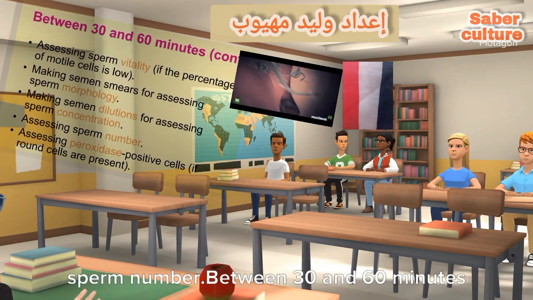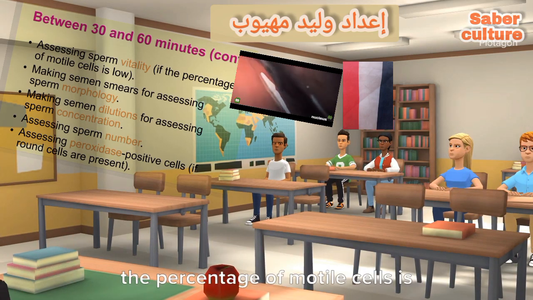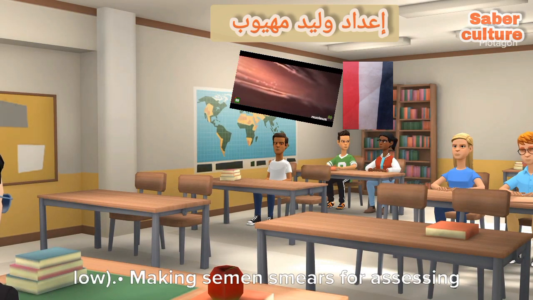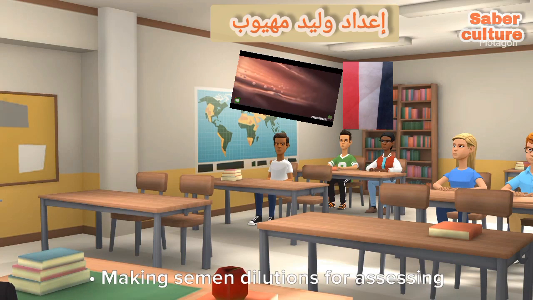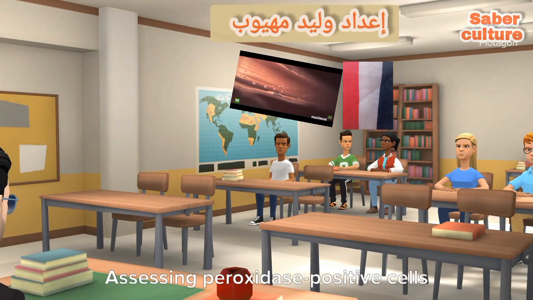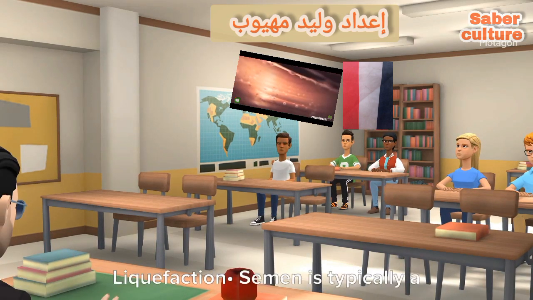Between 30 and 60 minutes, assess sperm vitality if the percentage of motile cells is low. Make semen smears for assessing sperm morphology. Make semen dilutions for assessing sperm concentration. Assess sperm number. Assess peroxidase positive cells if round cells are present.